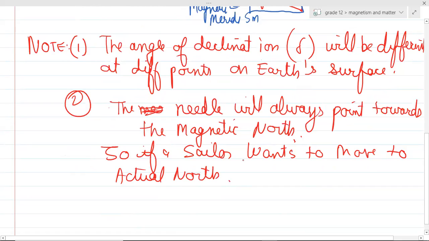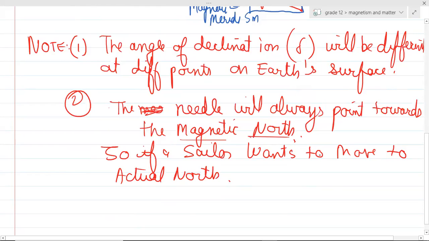Achha, if the sailor keeps on following the magnetic needle blindly, then will he be reaching the geographical north or will he be reaching the magnetic north? Yes or no? Tell me. If I am following a magnetic needle blindly, I am not considering the angle of declination. I am just considering the magnetic north, the needle, right? So if I keep on moving in the direction of the needle, then automatically I'll reach towards the magnetic north, not the geographical north, right?